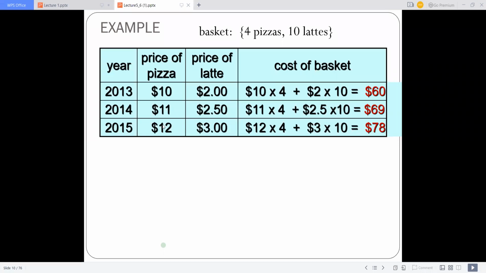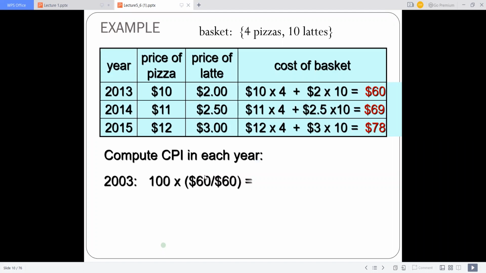So you just take the price, multiply by the quantity, but make sure you don't interchange it. If you use the price of pizza, which is $12, to multiply the quantity of lats, that means you arrive at the wrong answer. So when you're computing, please take note of that. You're telling us to compute CPI in each year. Very straightforward. Who can do this? It is a repetition of what we did in the earlier one.